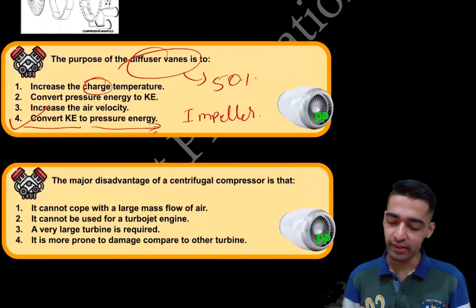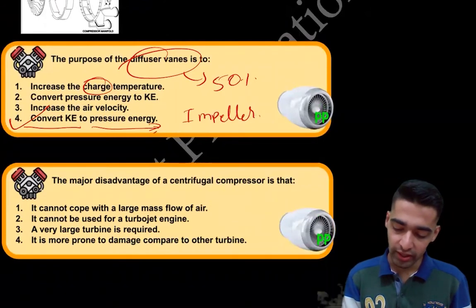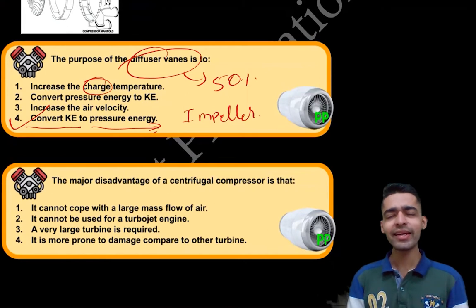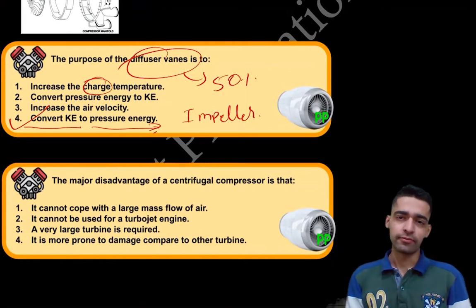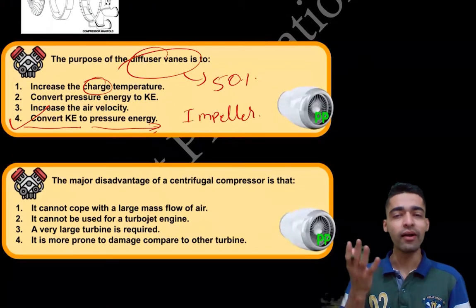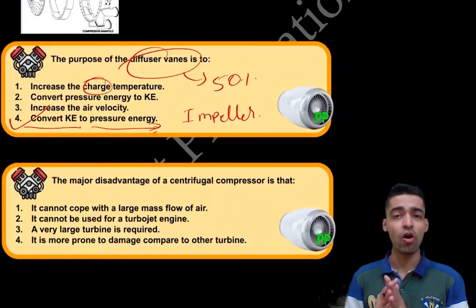The major disadvantage of a centrifugal compressor is that it cannot cope with the large mass flow of air. It cannot be used for a turbojet engine. A very large turbine is required. It is more prone to damage compared to other turbines. Think and answer. Now, let me tell you one thing. Centrifugal compressors are not used by a heavy plane. They are also not used by a better version of a plane. Now, think why that would be.